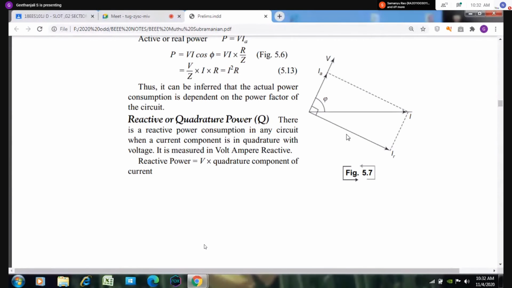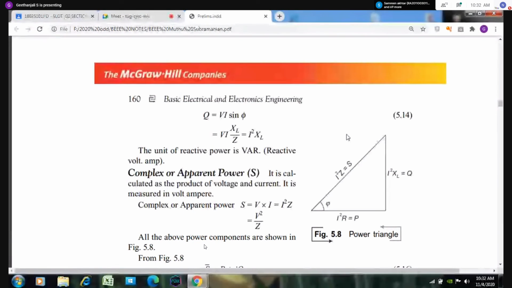The reactive power is equal to V into the quadrature component of current, which is nothing but IR. So Q is equal to V I sin phi. From the above triangle, we can see sin phi as XL by Z, so VI sin phi is equal to I square XL. The unit for the reactive power is VAR, volt ampere reactive.